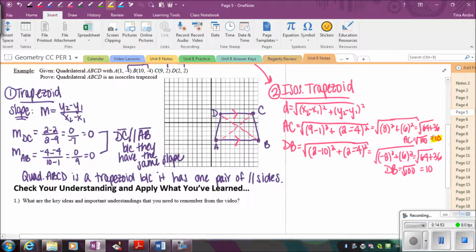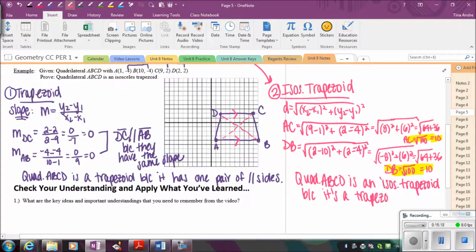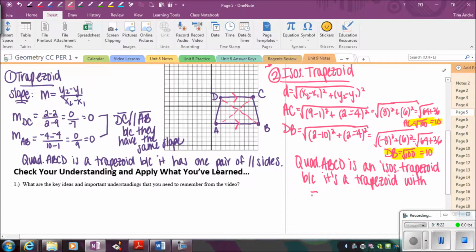So now I can write my conclusion stating that quad ABCD is an isosceles trapezoid because it's a trapezoid with congruent diagonals.